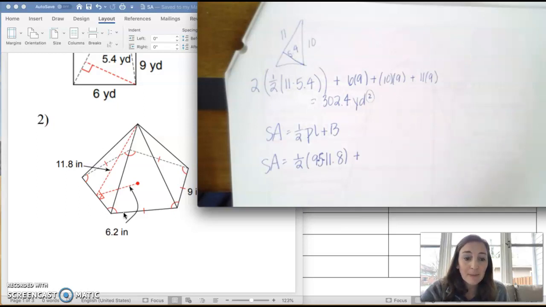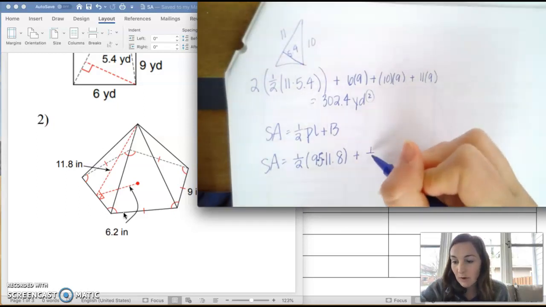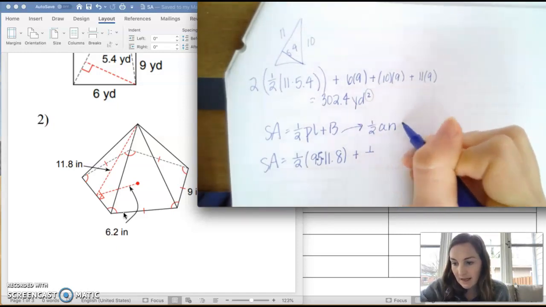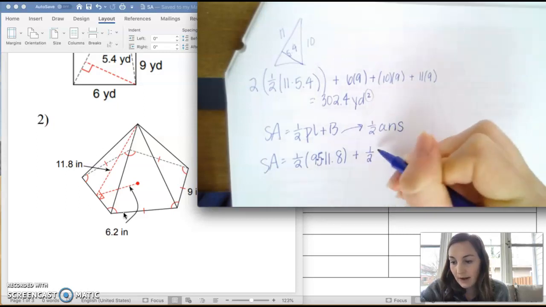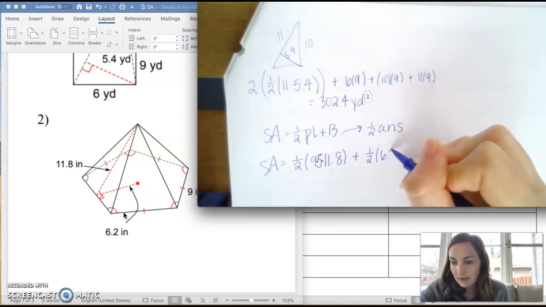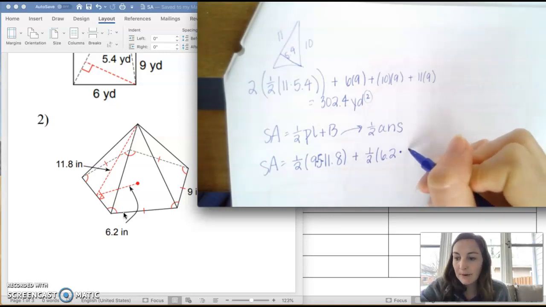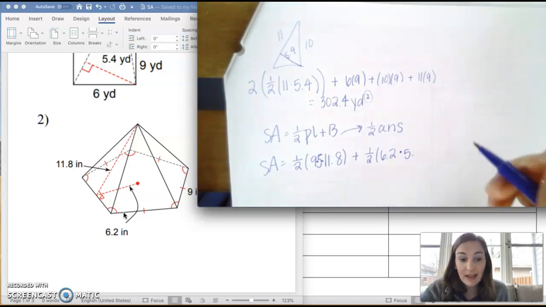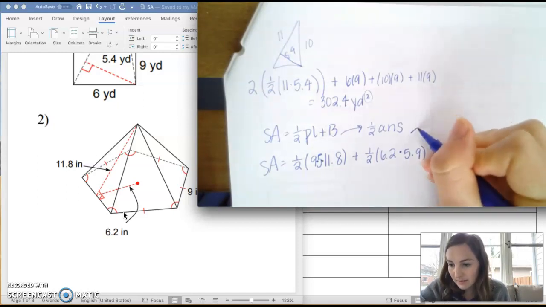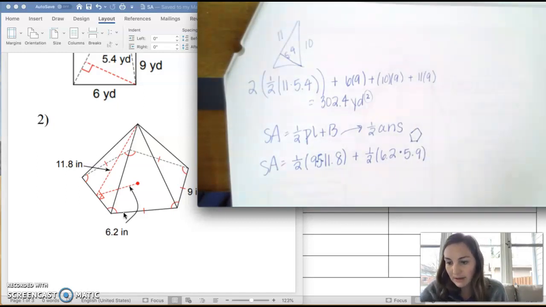So here we have a pentagon. So since it's a pentagon, we need to do our 1/2 ANS. So we have 1/2. Our apothem, we're told, is 6.2. The number of sides is 5. And then our side length is 9. So again, this comes from the pentagon for the base.